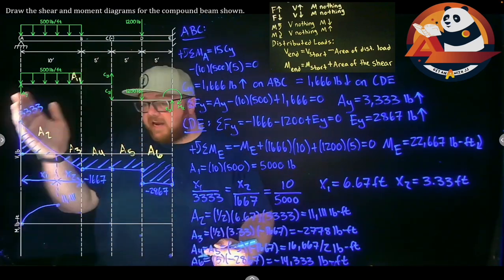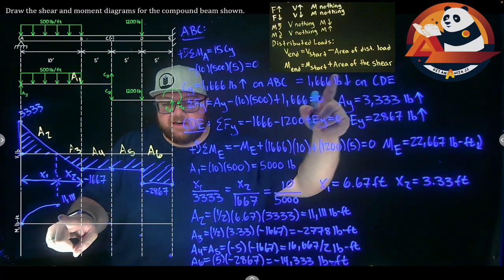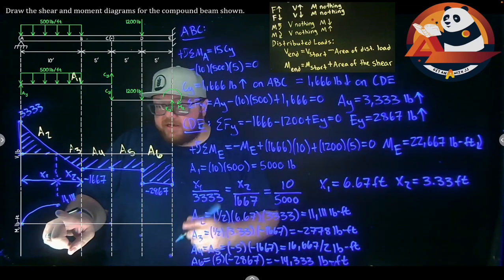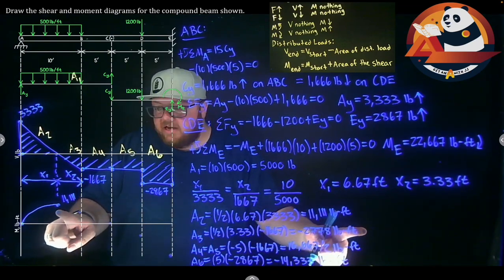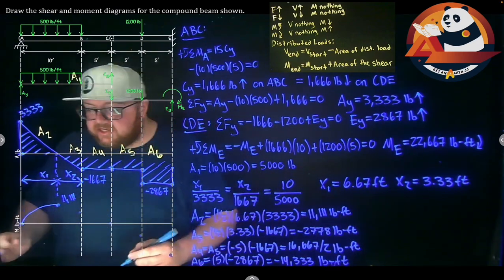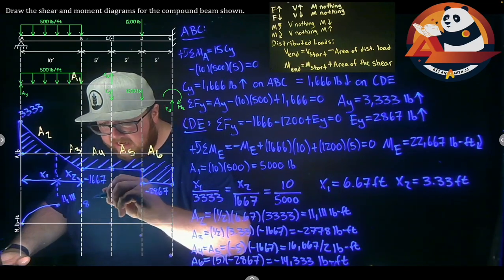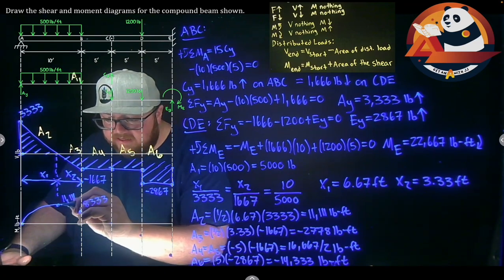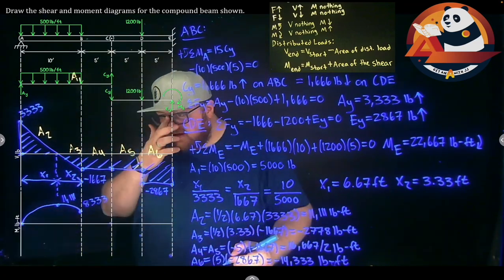Then we can say, what about the end of area 3? Well, the moment at the end of an area, we're using this rule here. The moment at the end is the moment to start, 11,111, plus the area. Area 3 is negative 2778. So 11,111 minus 2778 should get me to 8,333. And we're parabolic there. It's the same parabola as before. It's the same linear slope in there.